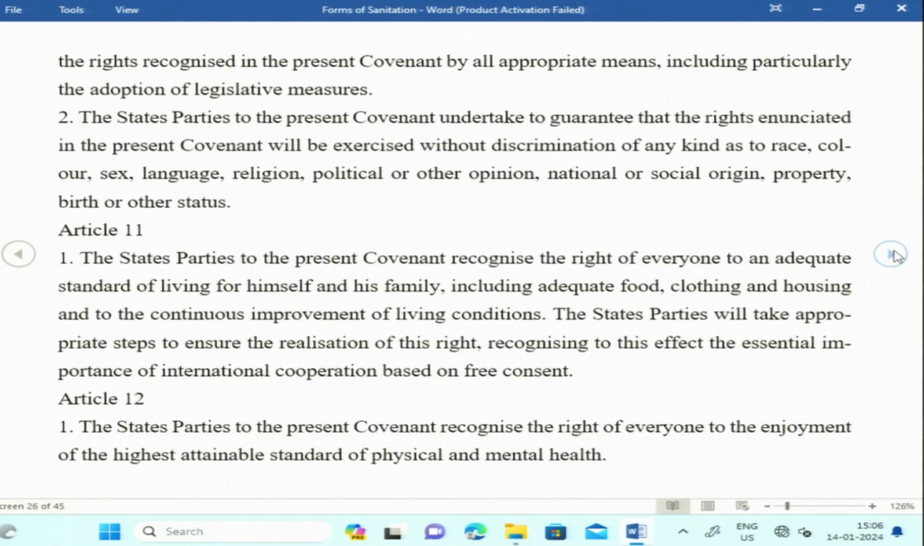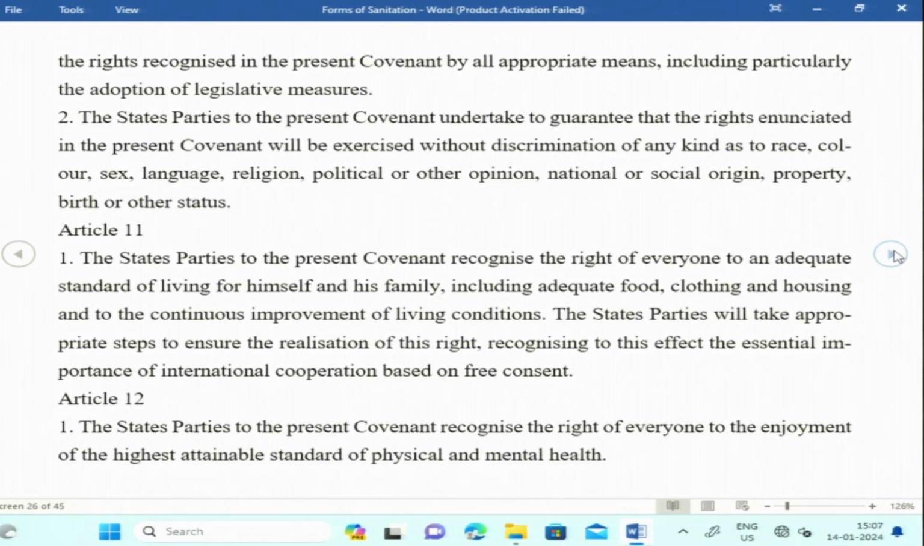And then Article 11 tries to specify the right of everyone to a specific standard of living for himself and his family. I think the basic idea here is that it has to supplement adequate food, clothing, housing and the continuous improvement of living conditions, and the state parties should be in a position to provide the legal measures with regard to that.